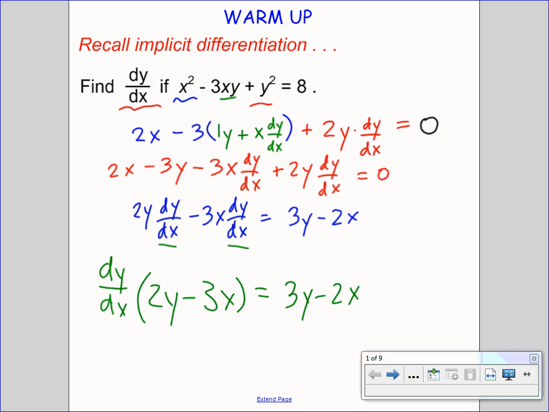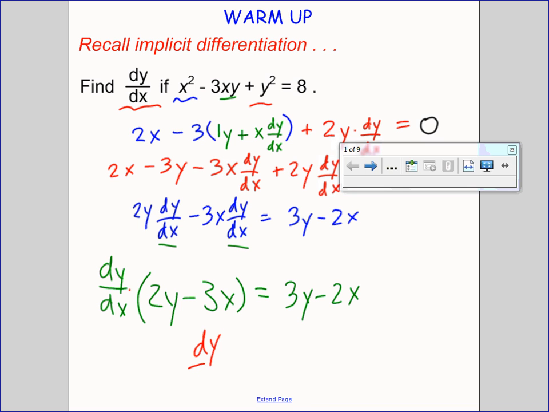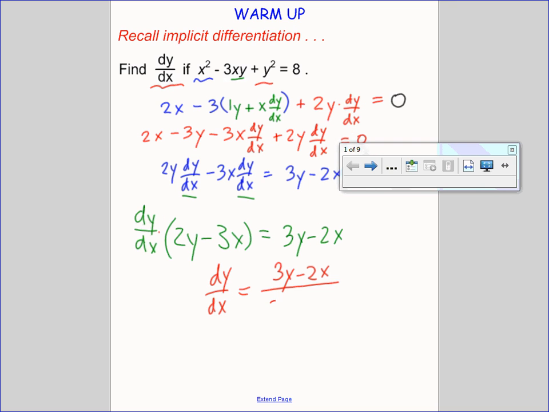And finally, we can solve by division, right? We can just divide now both sides to get my dy dx alone. So we get dy dx equals, and we'll go ahead and take quantity 3y minus 2x all over 2y minus 3x.